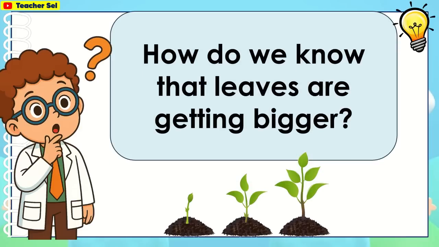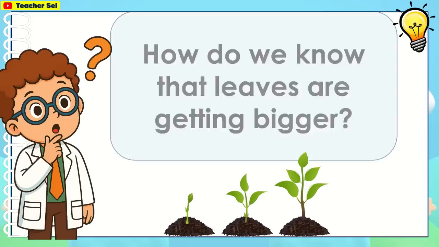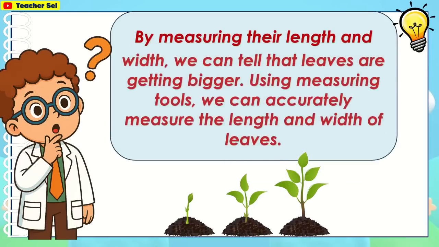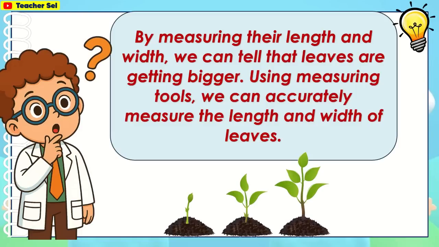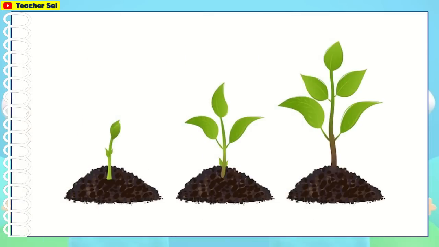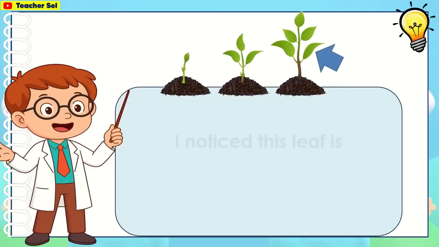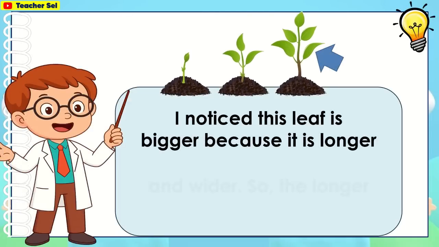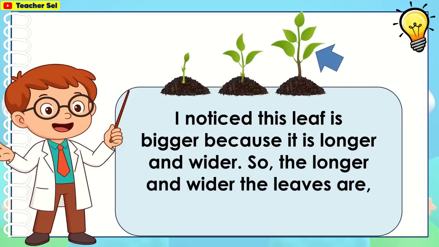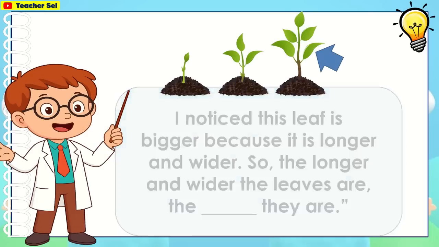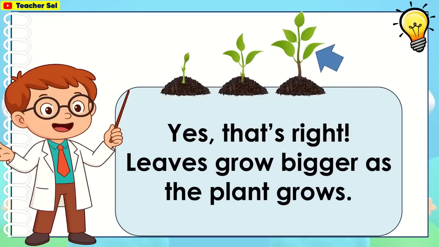How do we know that leaves are getting bigger? By measuring their length and width, we can tell that leaves are getting bigger. Using measuring tools, we can accurately measure the length and width of leaves. I noticed this leaf is bigger because it is longer and wider. So the longer and wider the leaves are, the bigger they are. Yes, that's right. Leaves grow bigger as the plants grow.